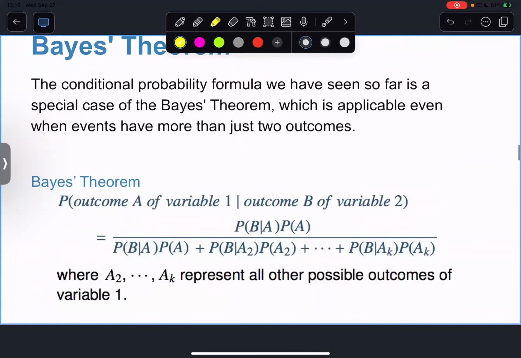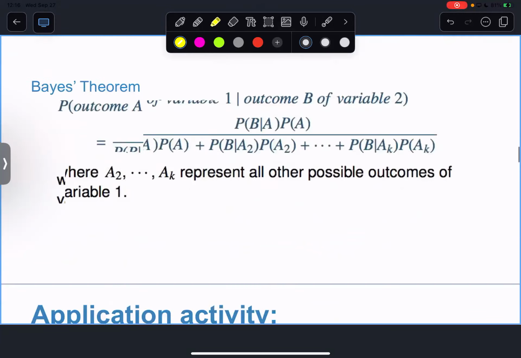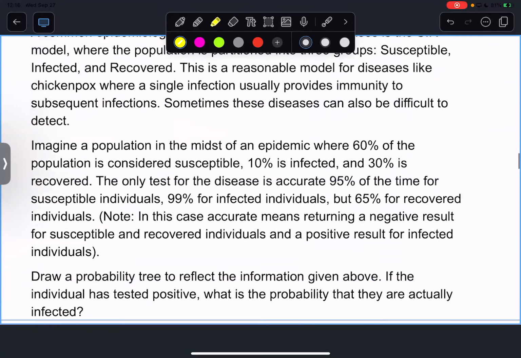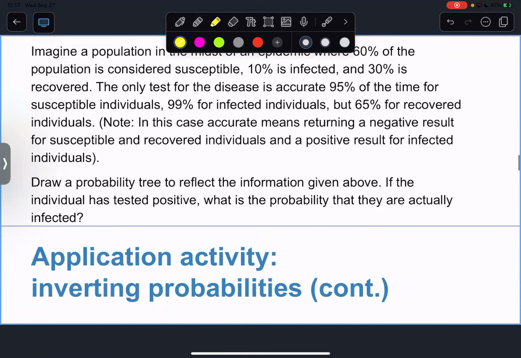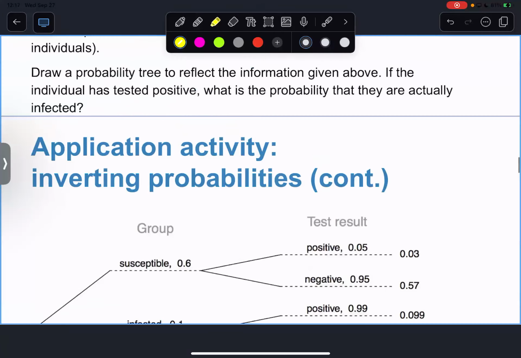So what we've been doing is technically called Bayes' theorem. It's in the slides. I'm not going to talk about it. But here's kind of a cute application activity. Give it a whirl. And I think the answers are in here, so you can check it out.